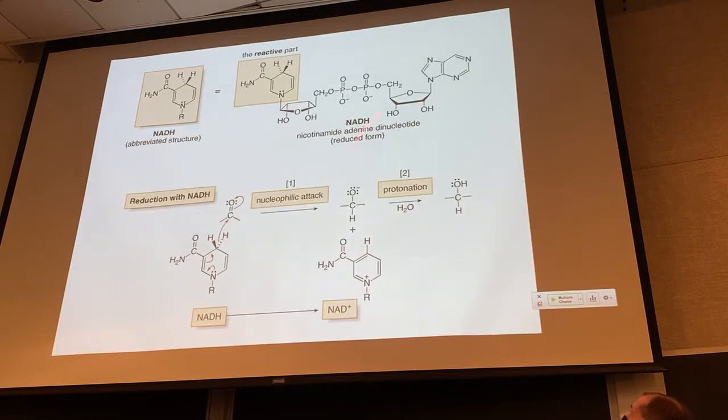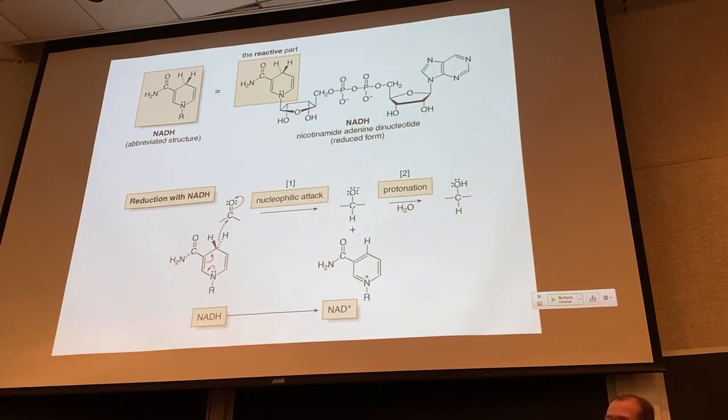The remainder of the structure contains functional groups that are able to hydrogen bond or form salt bridges, other sorts of non-covalent interactions with atoms in the active site of the enzyme to be able to hold that coenzyme in the proper location. Okay? This is the full name, but we're always just going to use the abbreviated name for NADH. Here's the mechanism of reduction.